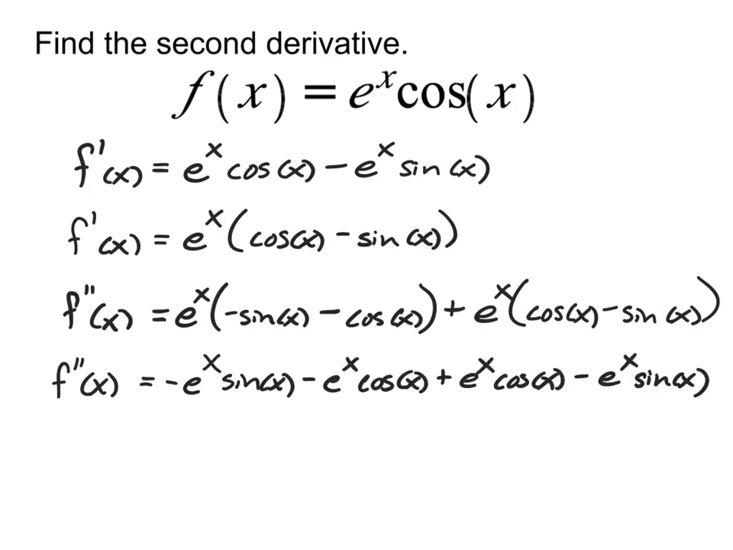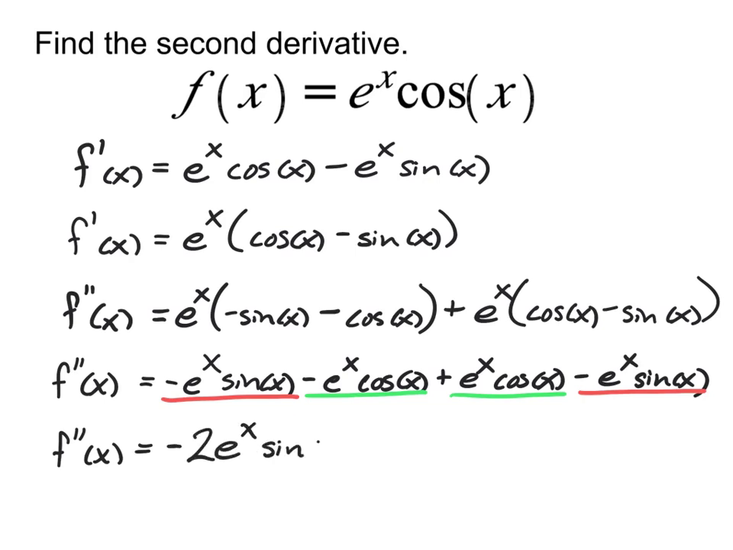And so now that I've gone ahead and distributed in all my e to the x's, it's a little bit easier to see where I have some like terms, because I have a negative e to the x sine of x and a negative e to the x sine of x there. And I have a negative e to the x cosine and a positive e to the x cosine here. Notice that e to the x cosines are going to cancel each other out, because one of them is negative and one of them is positive. However, the sines will not cancel each other out, because both of those are a negative e to the x sine of x. So that's going to end up combining to give me negative 2 e to the x sine of x.